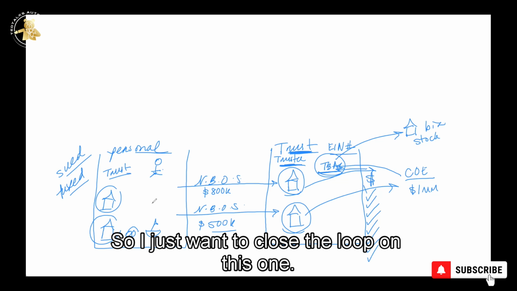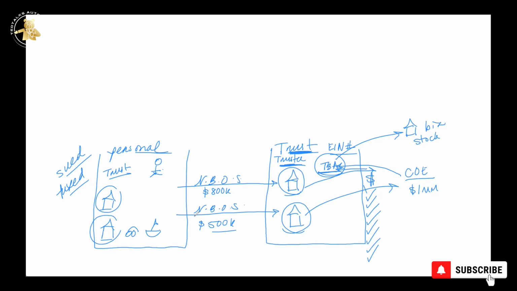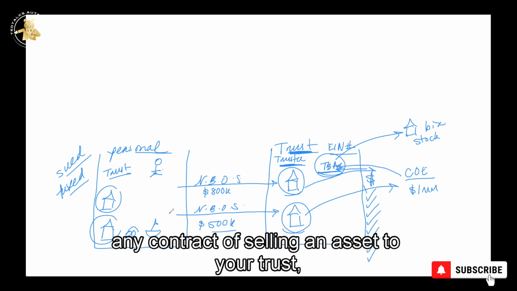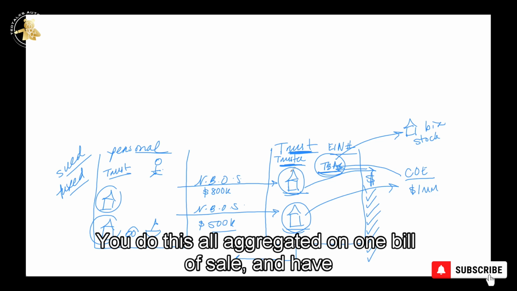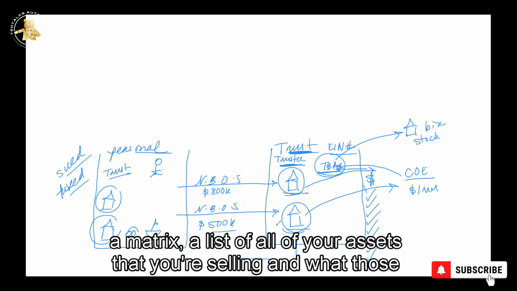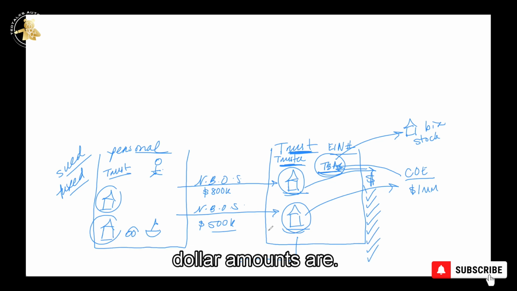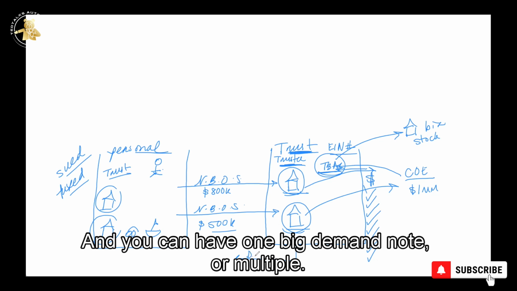Okay, great. So I just want to close the loop on this one. Any bills of sale, any contract of selling an asset to your trust creates a demand note. You could do this all aggregated on one bill of sale and have a matrix, right? A list of all of your assets that you're selling and what those dollar amounts are. And you could have one big demand note or multiple.